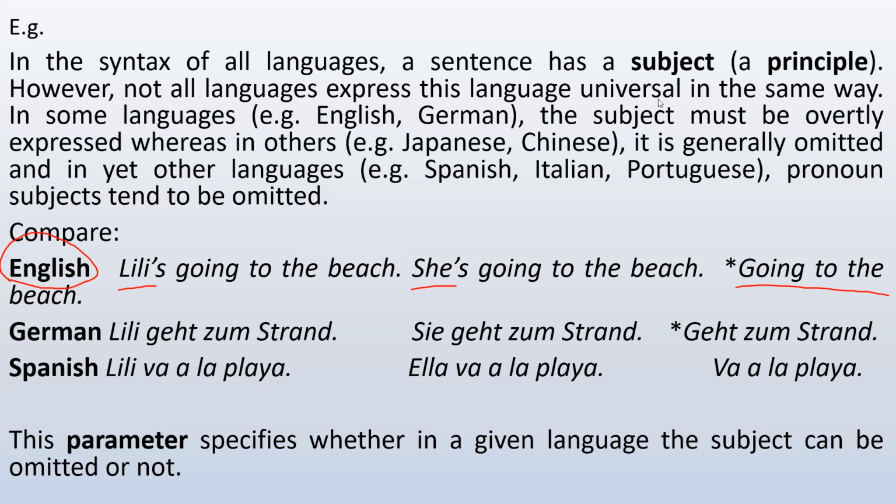Can we say it without the subject? No, we can't, because the structure should be subject, verb, object. That's the thing. So if we omit the subject, there will be a grammar violation. Right, that's why we can't use this sort of pattern in English. So this pattern is wrong.